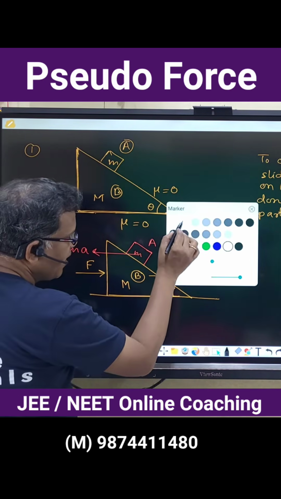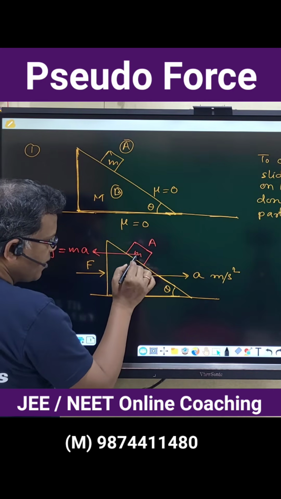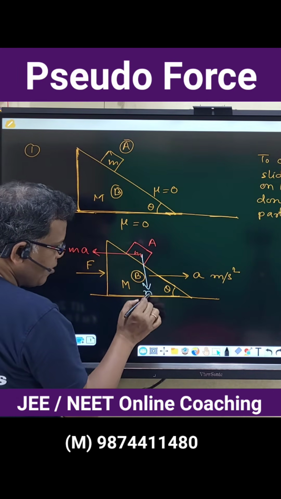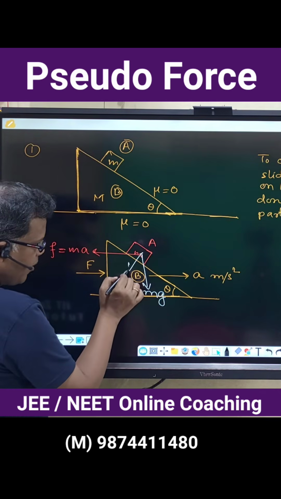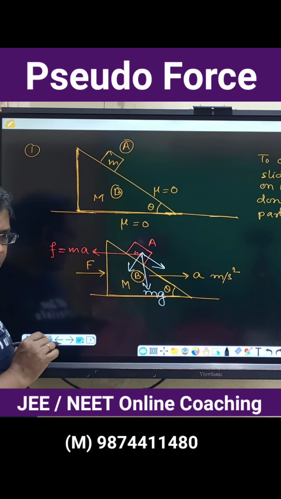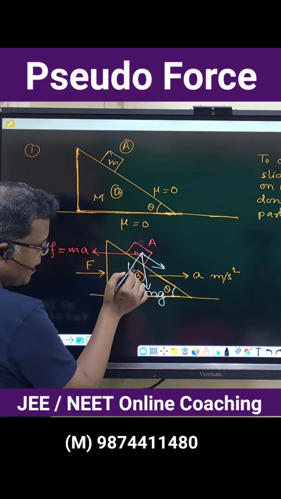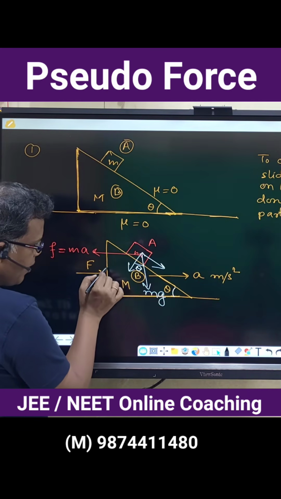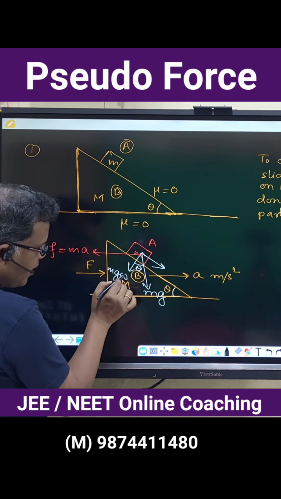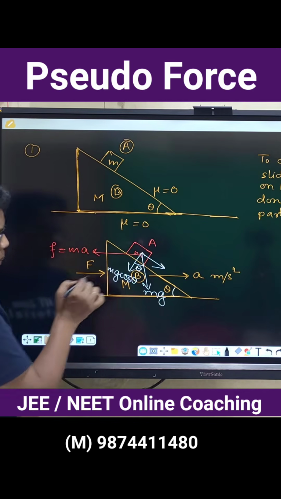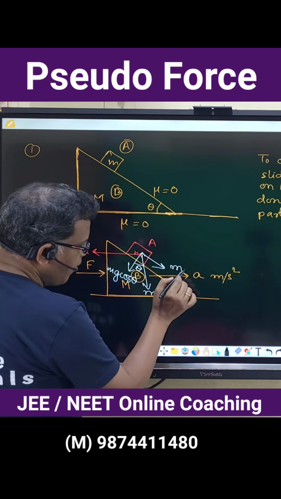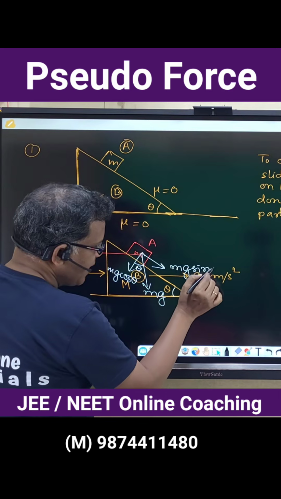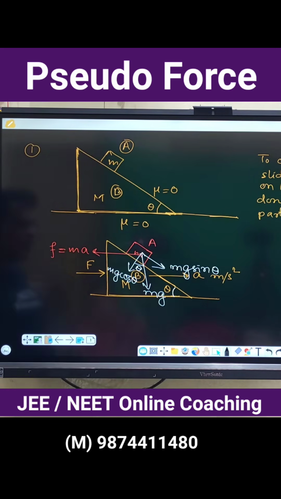To understand that, let us do the FBD of the mass small m, that is A. Quite naturally, its weight mg will act vertically downward. If I resolve this mg into two components, I will get the components like this. Geometry wise, this is theta, so this will be theta again. This component will be mg cos theta, the weight component perpendicular to the surface of contact. The component of weight down the inclined plane will be mg sin theta.